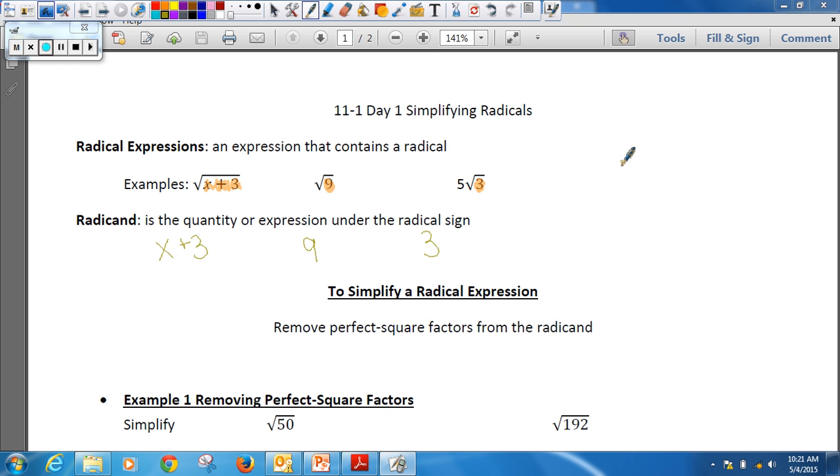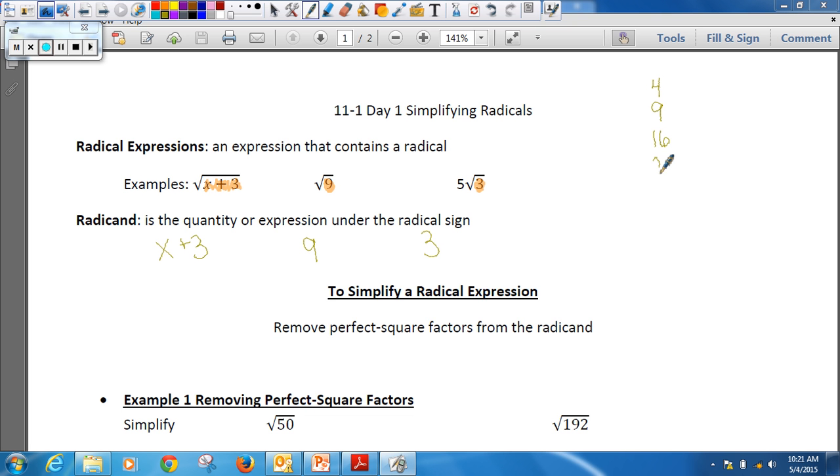So to simplify a radical expression, you remove perfect square factors from the radicand. And you need to remember our perfect squares. So I'm going to make a list over to the side. 2 squared would be 4, and then we keep going. 3 squared is 9, and we keep going and list them all. I'm going to list them up to 100.